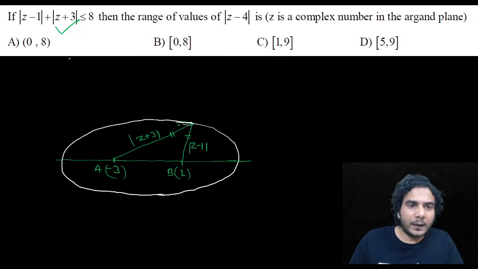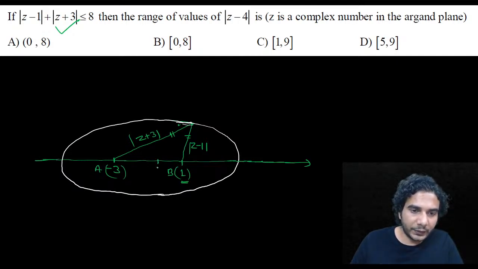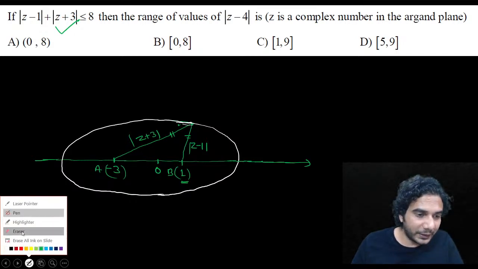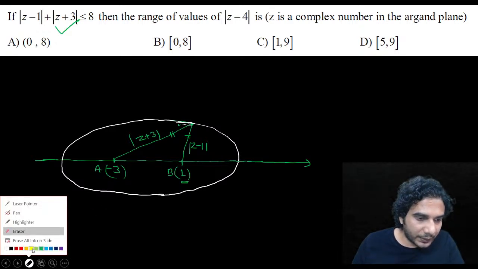Now the range of values of z minus 4. So first let's see where 4 is. This line is actually the x-axis only. Why? Because the points are minus 3 comma 0 and 1 comma 0, so 1 and minus 3, these complex numbers will lie on the real axis. That means the x-axis. 0 is somewhere here, right? But this 0 is not the center, by the way, so do not get confused with the center of this ellipse.